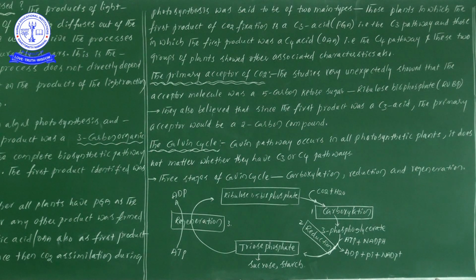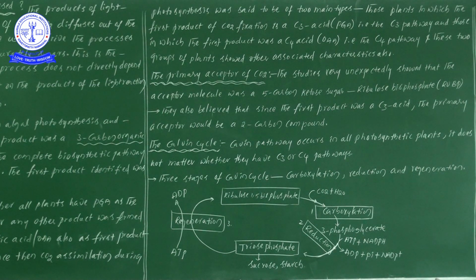Later, regarding the primary acceptor of carbon dioxide, studies very unexceptionally showed that the acceptor molecule was a 5-carbon ketose sugar, ribulose bisphosphate, or RuBP. Scientists discovered without any doubt that the carbon dioxide acceptor is RuBP, the 5-carbon ketose sugar, which acts as the primary acceptor of carbon dioxide.